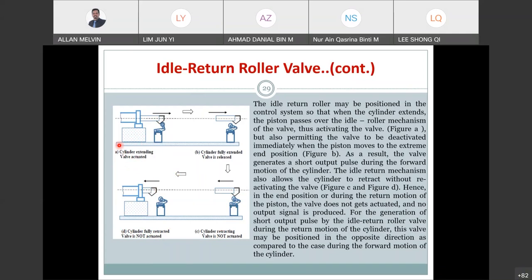So that's why in your fluid sim, you can see the idle return roller. You can select based on the direction. There is an arrow at the bottom, one arrow like this. So you need to select whether you want to check when it extends or retracts. You can choose the correct one. So that's how the idle return roller valve functions.